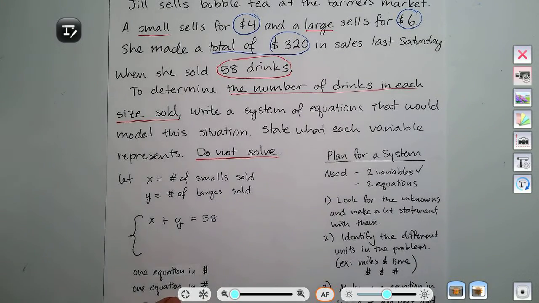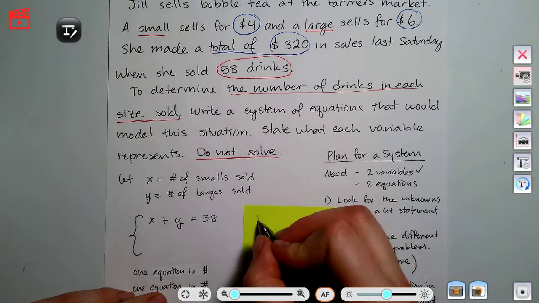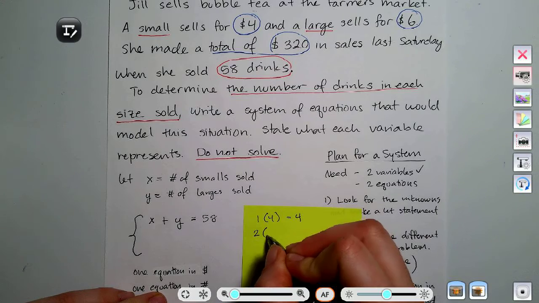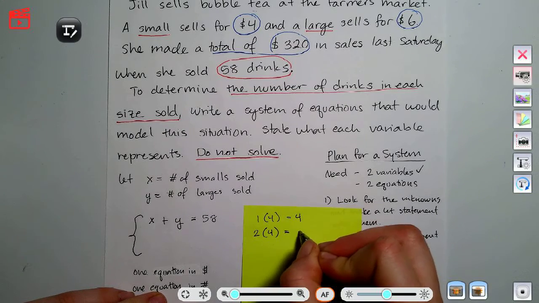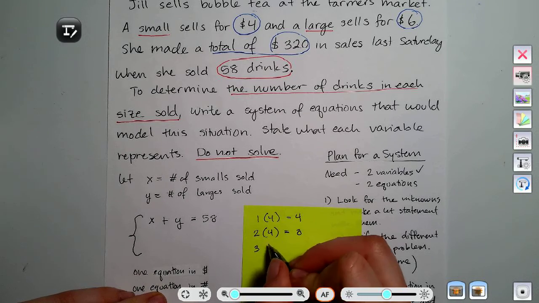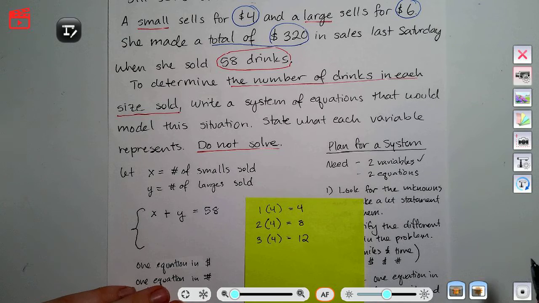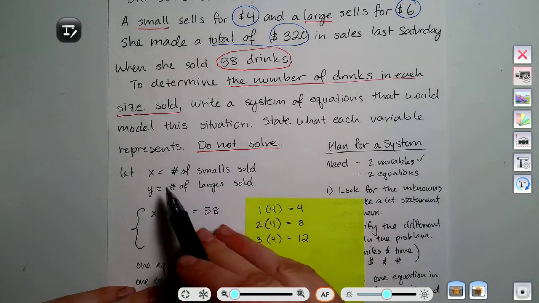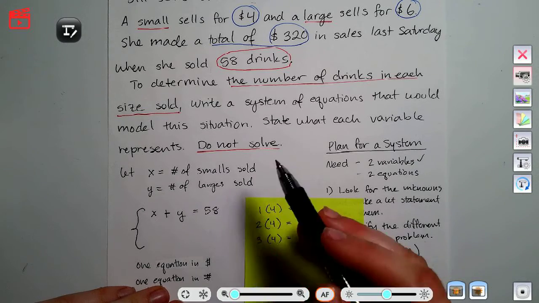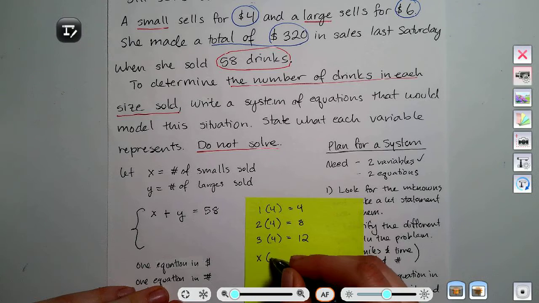Let me get a sticky note and show you what I'm thinking here. So if she sold one small, that'd be 1 times 4, which would be $4. If she sold two smalls, that'd be 2 times 4, which would be $8. If she sold 3 smalls, that'd be 3 times 4, which would be 12. But we don't actually know the number of smalls she sold. We just know we're calling it X. So to find out the amount of money she made for the smalls sold, it's going to be X, whatever number she sold, times the $4.